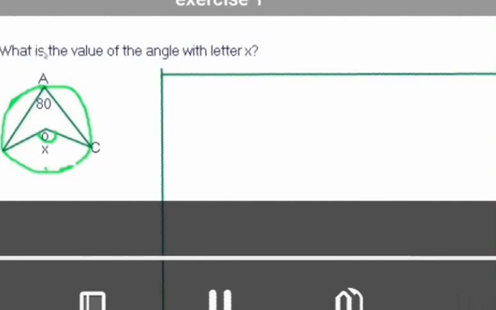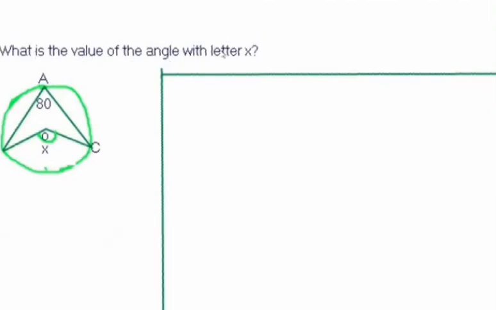So I want to look at this exercise. What is the value of the angle with letter S? Given this circle with center O, BC is the arc, and this arc is extended to the circumference at point A. The angle at O is X, and the angle at A is 80 degrees. So we want to find angle X.